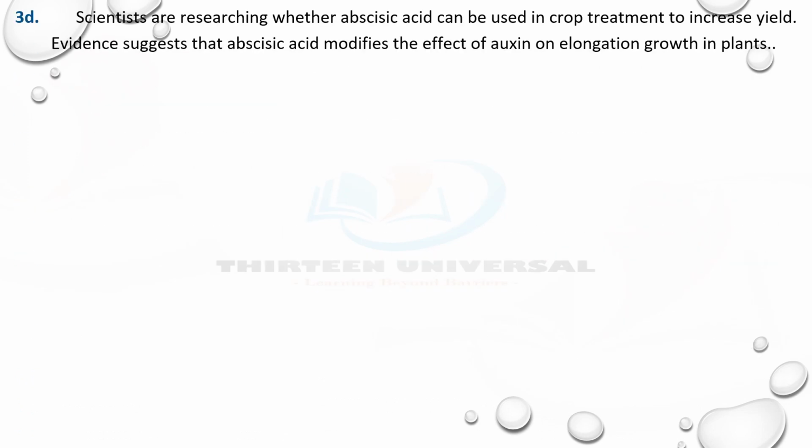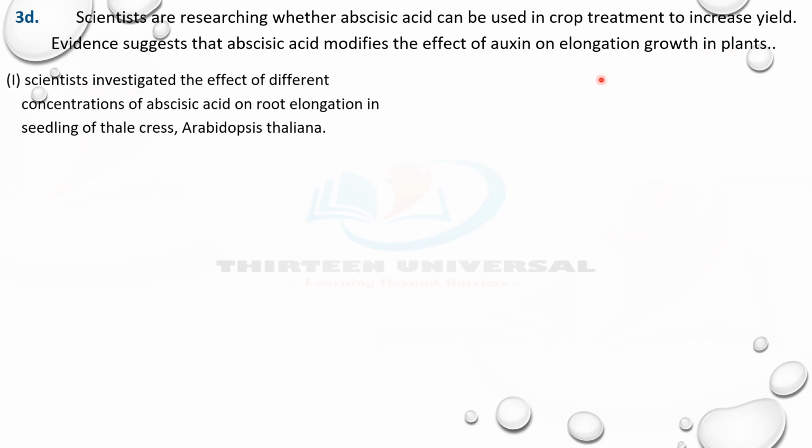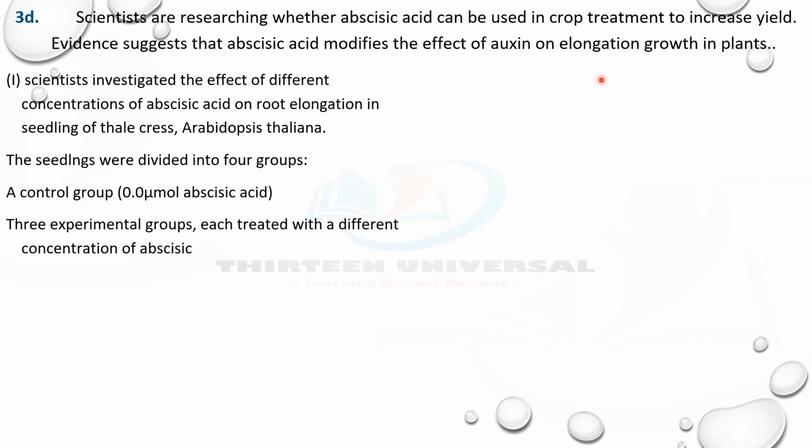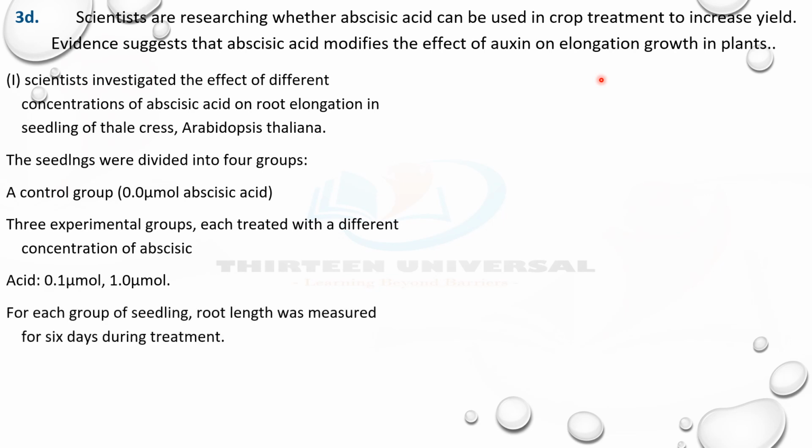All right, guys. Scientists are researching whether abscisic acid can be used in crop treatment to increase yield. Evidence suggests that abscisic acid modifies the effect of auxin on elongation growth in plants. So scientists investigated the effect of different concentrations of abscisic acid on root elongation in seedlings of Arabidopsis thaliana. The seedlings were divided into 4 groups. You can see that the control is 0.0, and 3 experimental groups were each treated with a different concentration of abscisic acid.